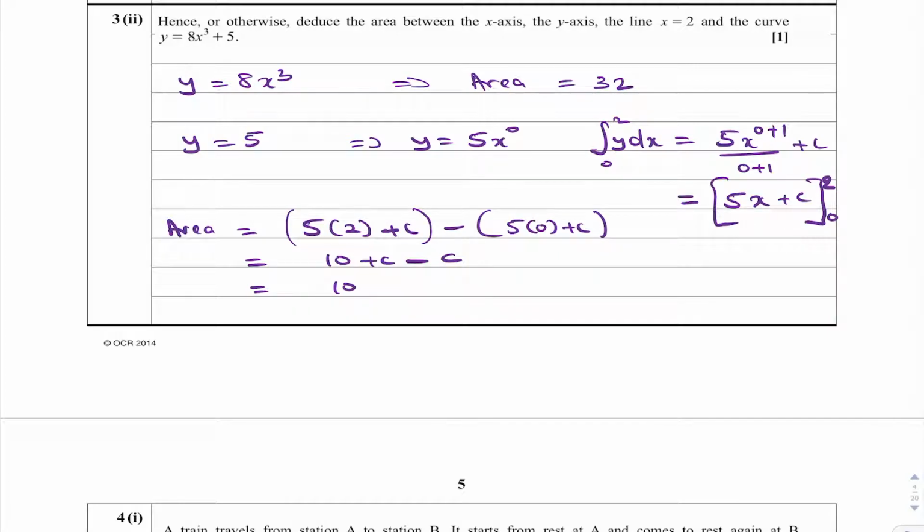So the new total area for y equals 8x cubed plus 5 will be 32 plus 10, which is 42.